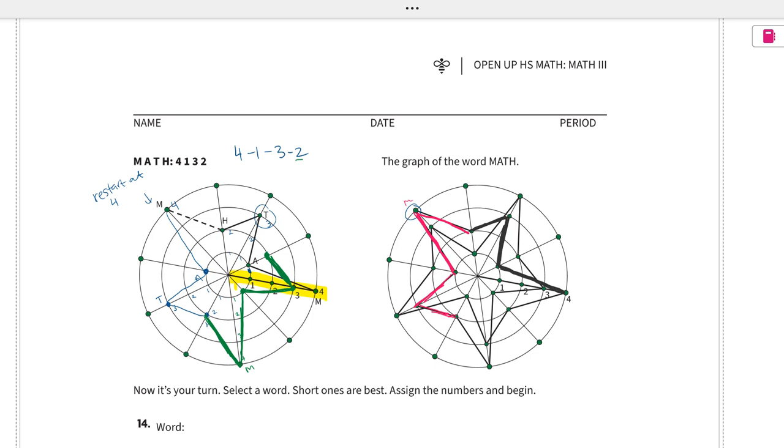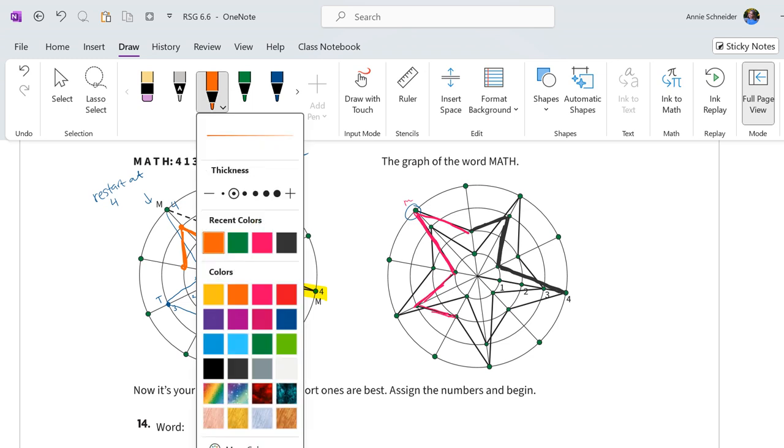So let's do another one. We ended on 2, so we go back to 4. So here's our 4, our M. 4, 1. So our next spoke, we're at 1 right here. 3. So 1, 2, 3, we're right here. We are starting to really overlap. And then lastly, 2. So here's our 2 right there. So there's another sequence of MATH. Again, we haven't connected yet, so we have to keep going.